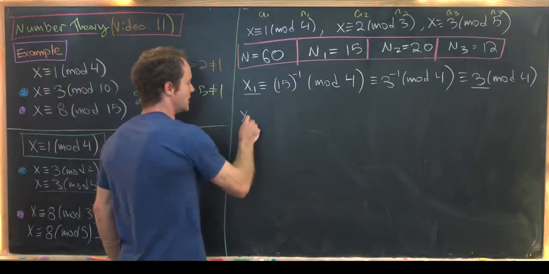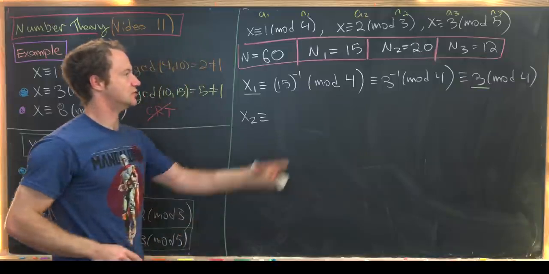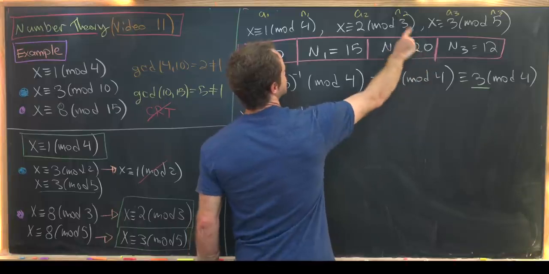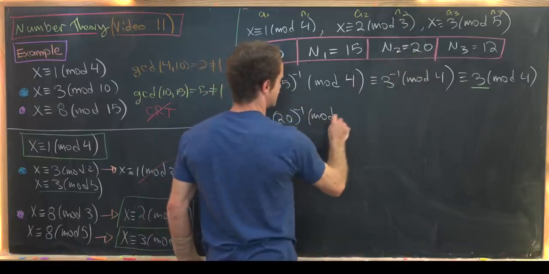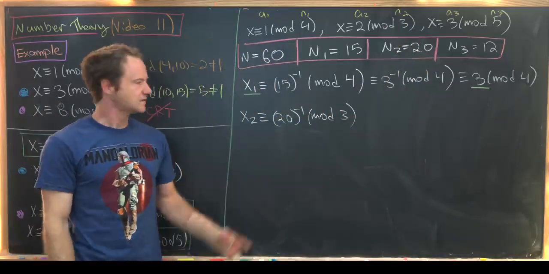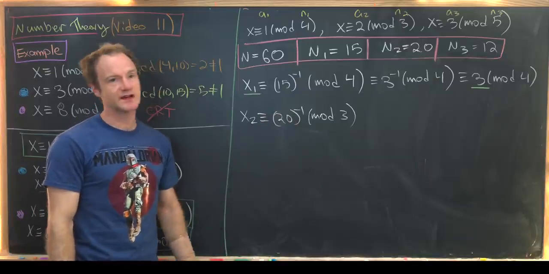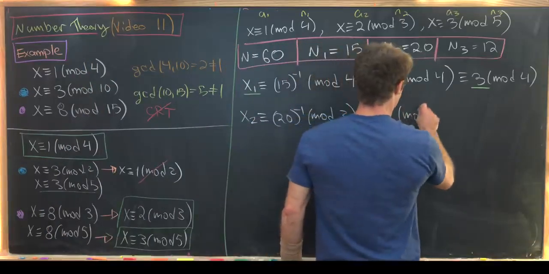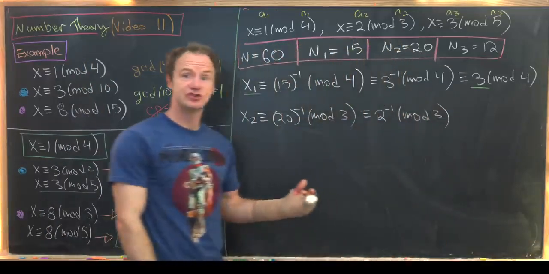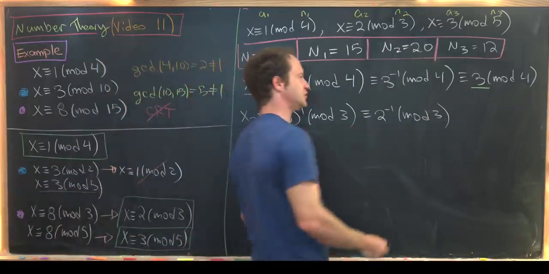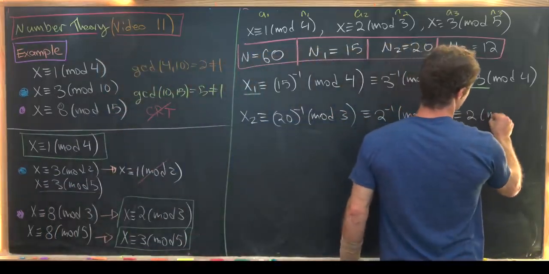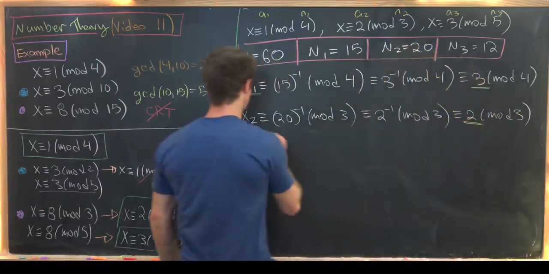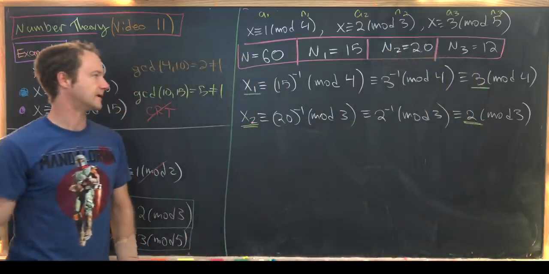Now let's continue. We know x2 should be congruent to N2 inverse, which is 20 inverse mod little n2. So that's mod 3. Let's go ahead and reduce 20 mod 3. So that's going to be 2. So here we need this is 2 inverse mod 3. Notice 2 times 2 is 4, which is 1 mod 3, which makes 2 its own inverse. So this is 2 modulo 3. So that means our x2 is equal to 3.